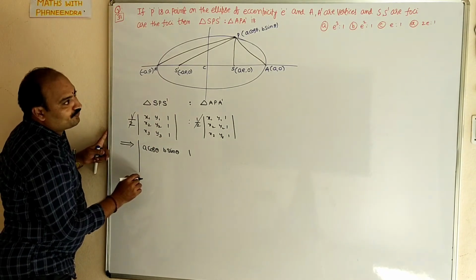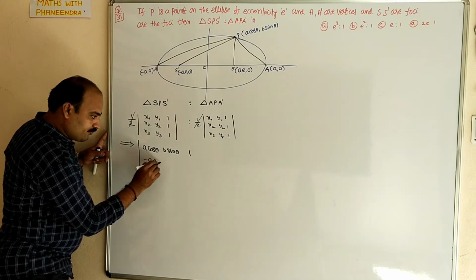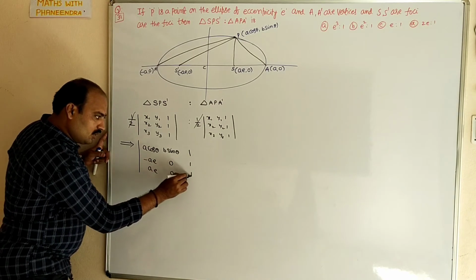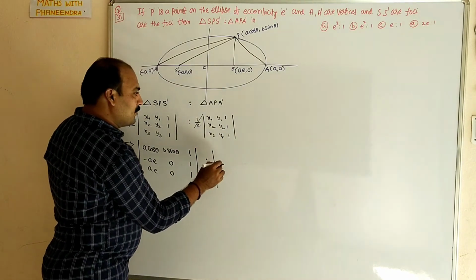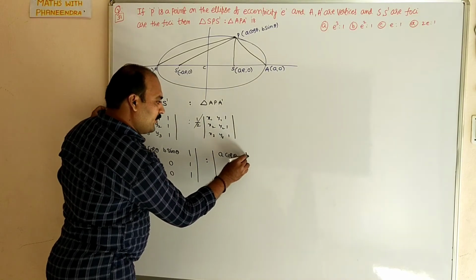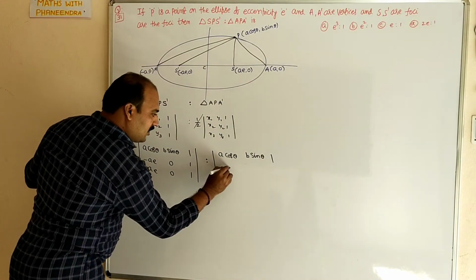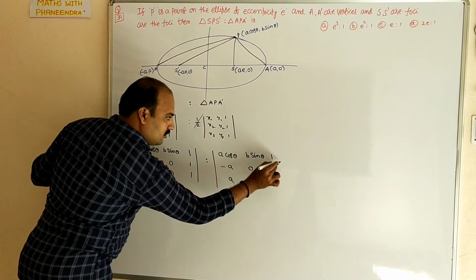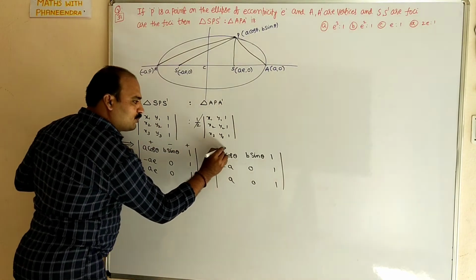So now, minus ae comma 0 and 1, ae comma 0, 1, ratio. Here also the same point: APA dash, a cos theta, b sin theta, 1, and minus a, a, 0, 1. So while expanding the 3 by 3 determinant, you will consider plus, minus, plus.